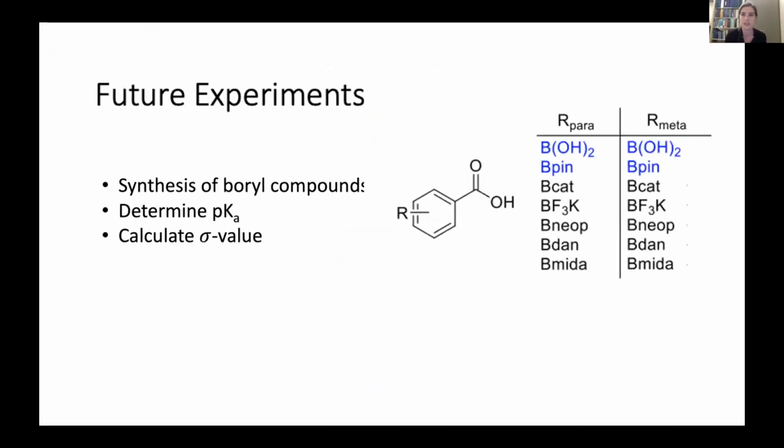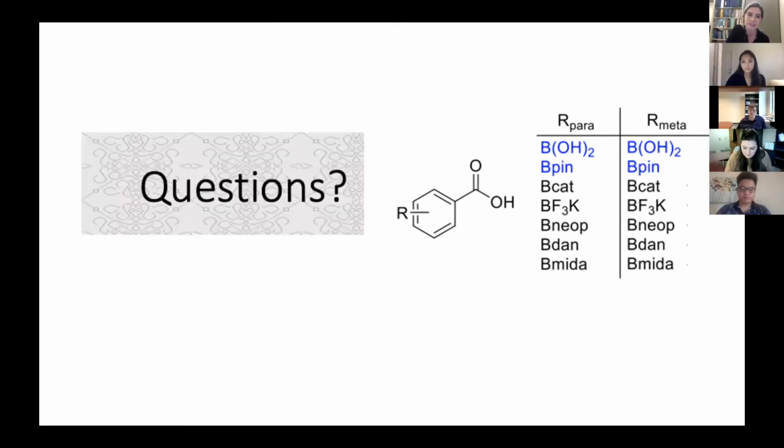So in future experiments, we're going to continue to synthesize boral compounds, run titrations to determine their pKa, and calculate sigma values that we can add to Hammett's tables of sigma values. Thank you very much for listening to my presentation, and I can take any questions.